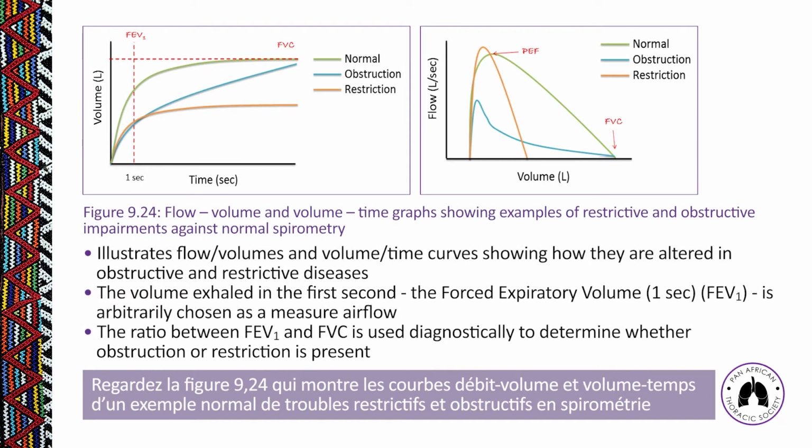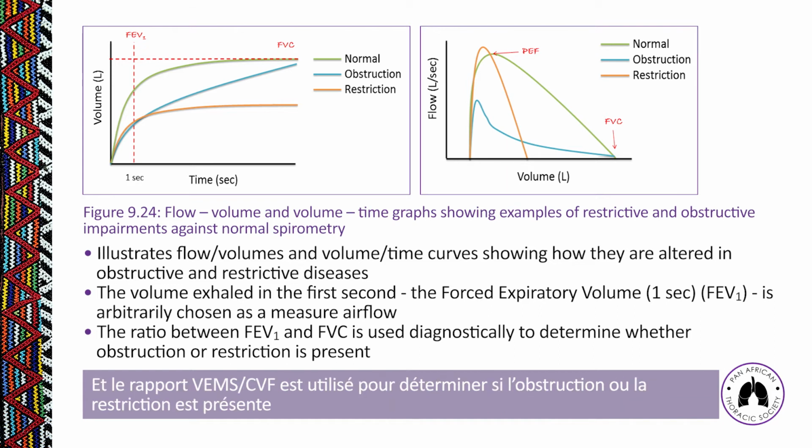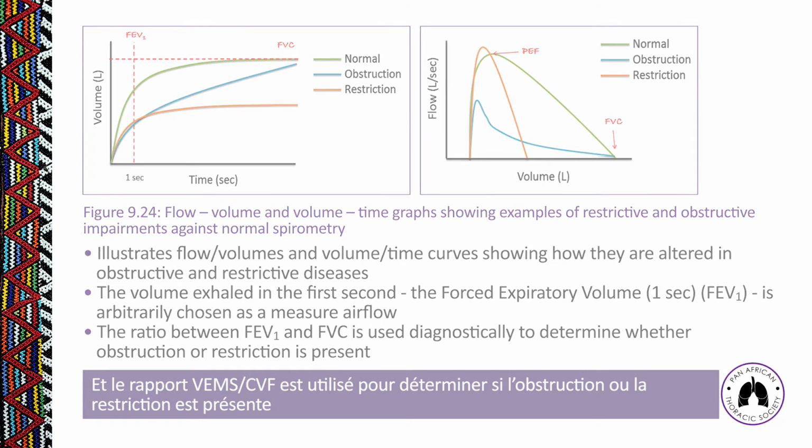Look at figure 9.24, which shows flow volume and volume time graphs showing examples of normal, restrictive, and obstructive impairments in spirometry. Now, what you can see here is that the volume exhaled in the first second is arbitrarily chosen as a measure of airflow, and the ratio between the FEV1 and FVC is used diagnostically to determine whether obstruction or restriction is present.